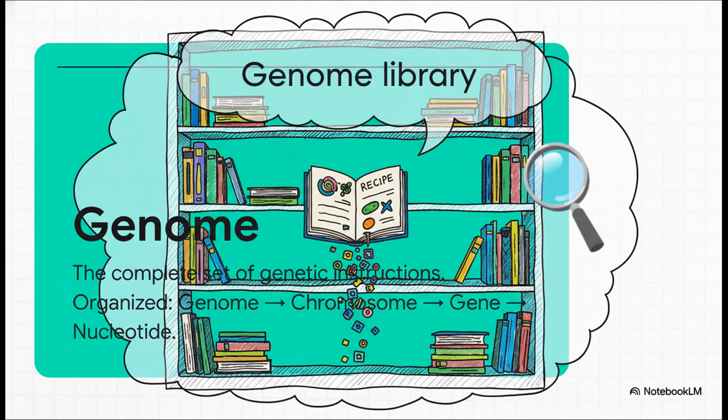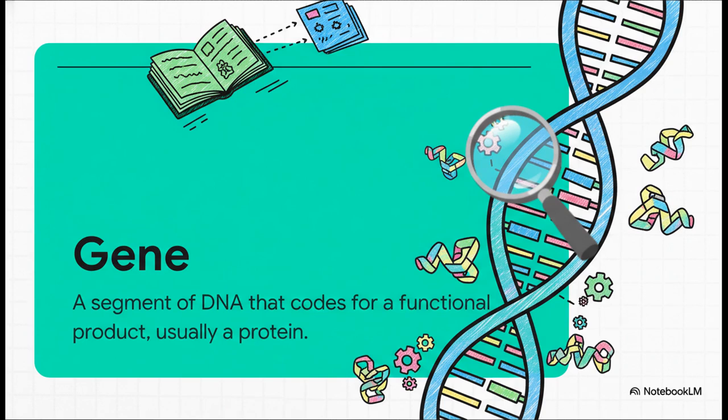Now, let's just take a second to appreciate the sheer scale of this thing. The entire instruction manual is called the genome, but it's super organized. Think of it like this. The genome is a massive library. Inside, the chromosomes are the bookshelves. The genes are the individual recipe books on those shelves, and the nucleotides, those are the actual letters written on the pages.